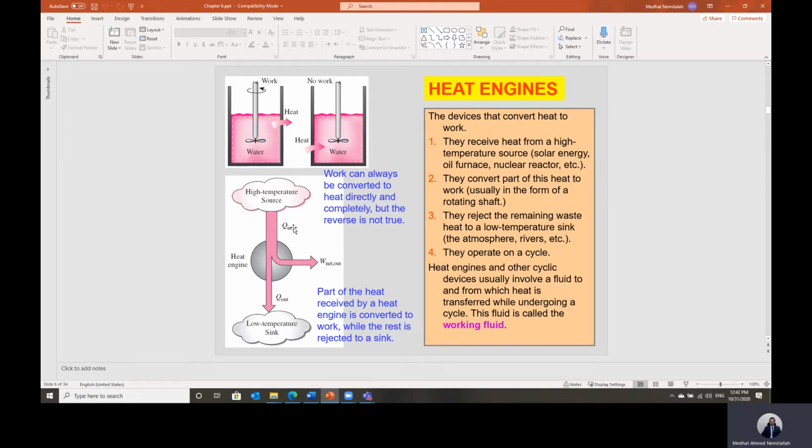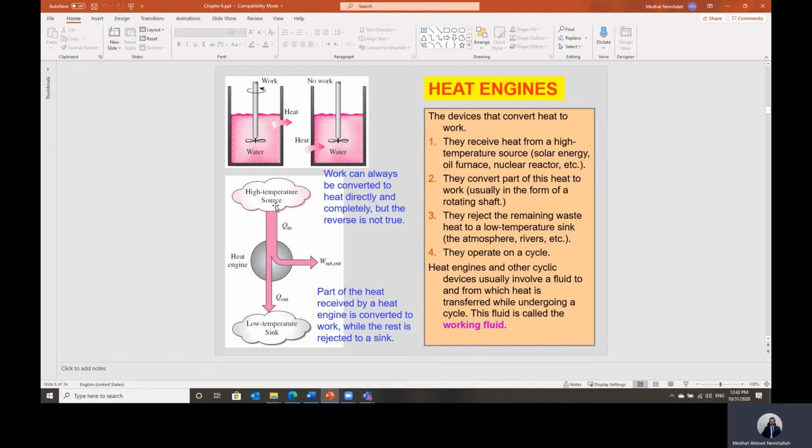Or like a steam turbine, we have steam under high pressure and high temperature. We burn the fuel to convert the water into steam. Then this steam under high pressure and high temperature can expand inside the turbine to generate shaft power. So part of the input heat from the high temperature source, whatever this source, is converted to work to generate shaft power, and then some heat is rejected to the surrounding air in most cases, at a low temperature. In this case, we call it a low temperature sink.